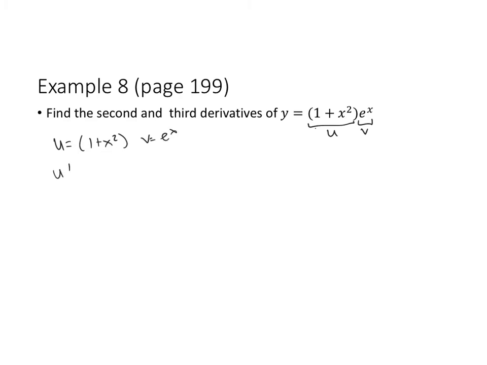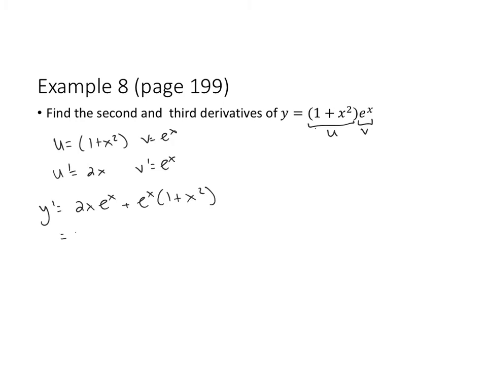So let's see, my u prime is 2x and my v prime is e to the x. So let's find my first derivative. y prime is 2x e to the x plus e to the x times 1 plus x squared. Now, there's nothing wrong with leaving it just like this, but finding the second derivative of this would be more complicated than if I just distributed the e to the x.